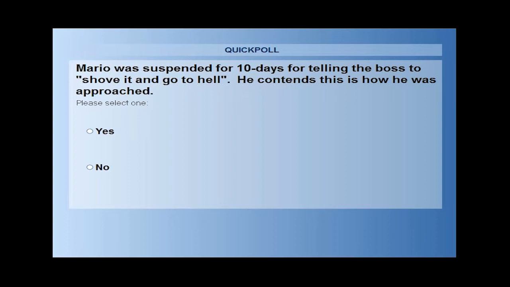So Mario was given a 10-day suspension for telling his boss to take this job and shove it and go straight to hell. Mario contends that the supervisor approached him, screaming and yelling profanities. He swears he did not respond in a derogatory manner. During the course of the grievance investigation, you find out that management only interviewed the supervisor, but refused to talk to any of the union members who were present. Management had just cause to issue discipline, yes or no?